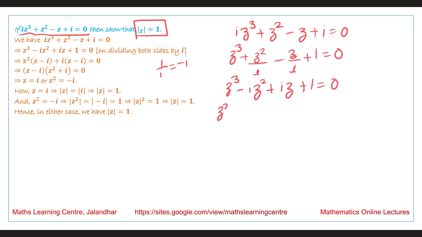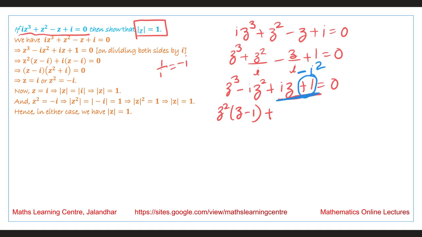So this is z square into z minus iota plus, look at these two terms, we cannot take anything common right now, but suppose in place of this plus 1, we write minus iota square. Iota square we know is minus 1, so we are writing it as minus iota square.